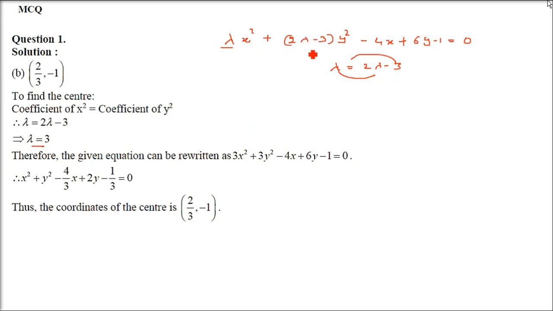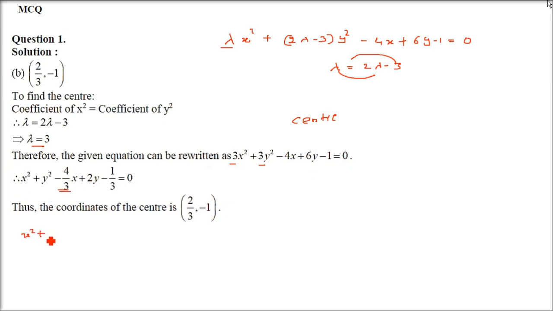So the equation will be 3x square plus 3y square minus 4x plus 6y minus 1 equals 0. Whenever we want to find out the center, we have to have a unity here, 1 here. We divide the whole equation by 3. So x square plus y square minus 4 by 3x plus 2y minus 1 by 3 equals 0 is going to come.